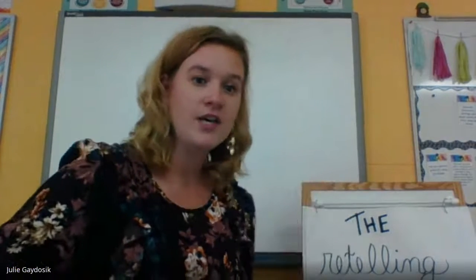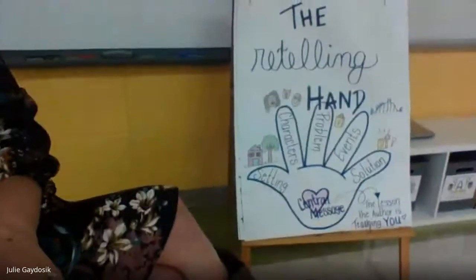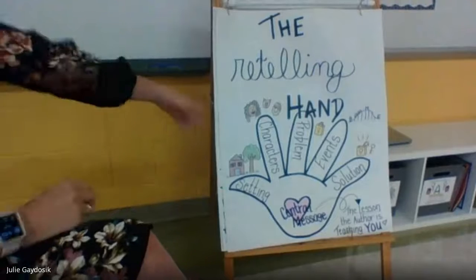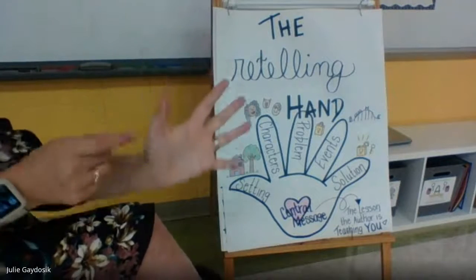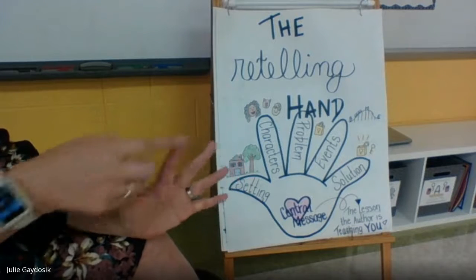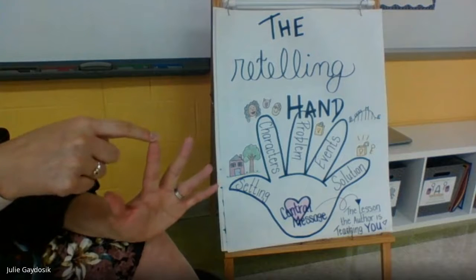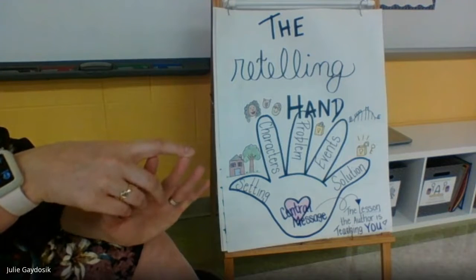Alrighty, I'm going to move you down to my anchor chart. Remember, we've gone over this. This is the retelling hand. If you hold up your hand, don't forget the setting is your thumb. The characters is your pointer finger. The problem is your middle finger, so what went wrong in the story.